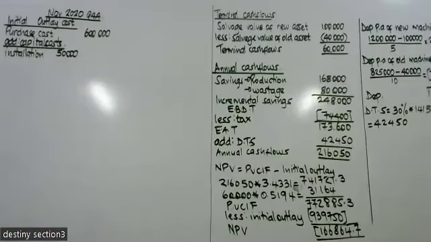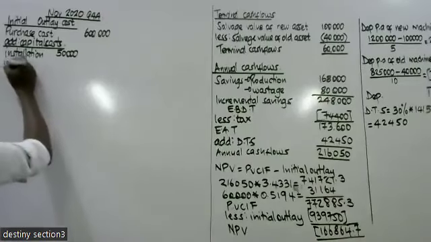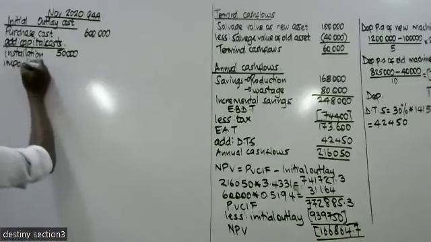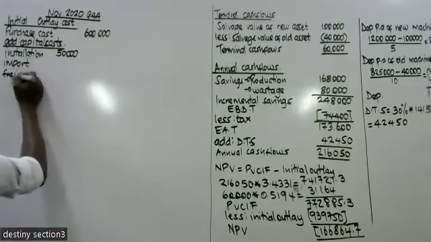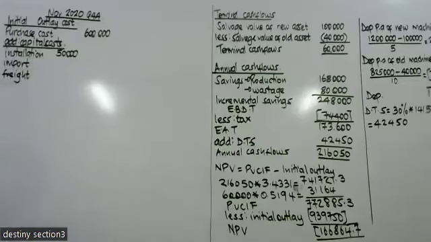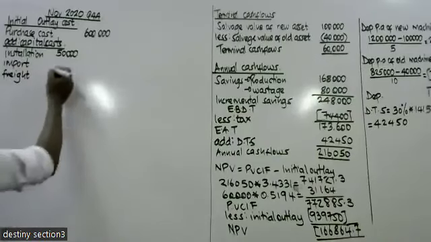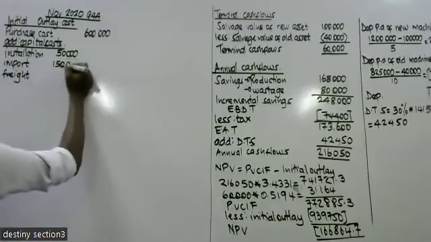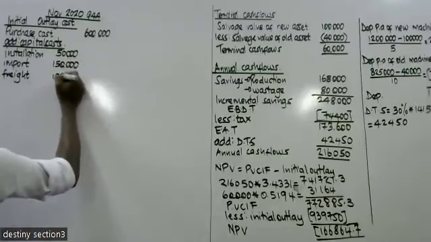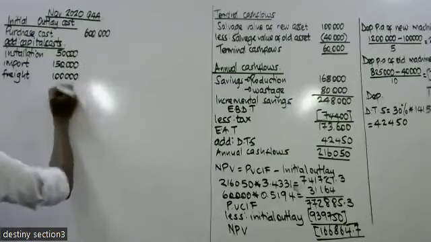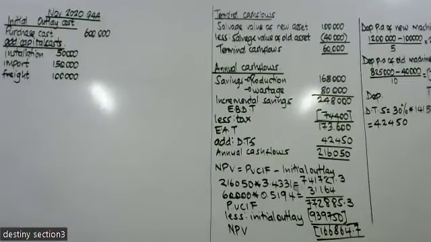Since the machine is not locally available, the company plans to import, and will incur import and freight charges. Import charges ni ngapi? 50. Freight ni ngapi? Do you have any other capital costs? Any other capital costs?